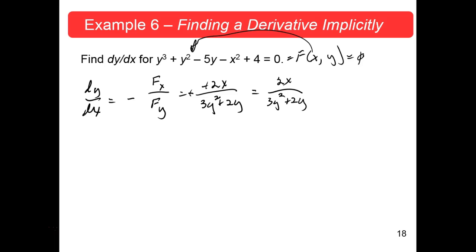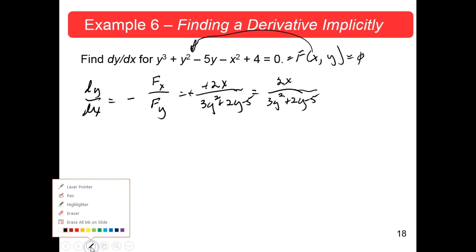I'm sorry. I missed a minus 5. There's another y term. Okay. Now I think I've got it. So 2x over 3y squared plus 2y minus 5. All right. That's how we did it, with one silly error.